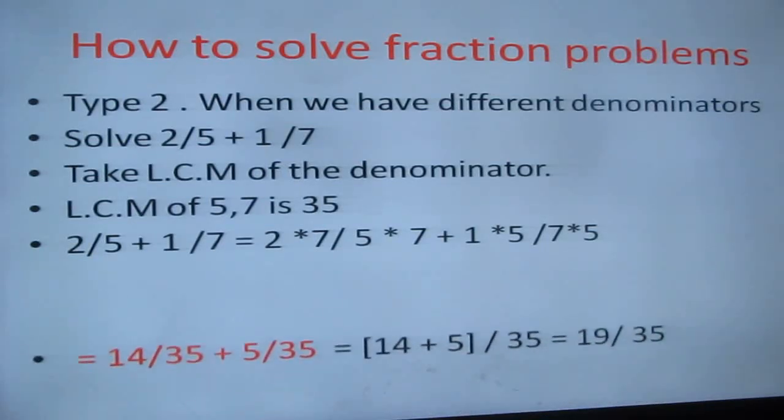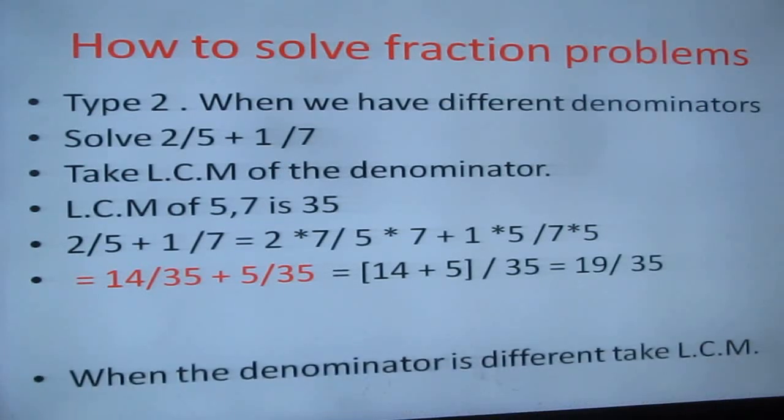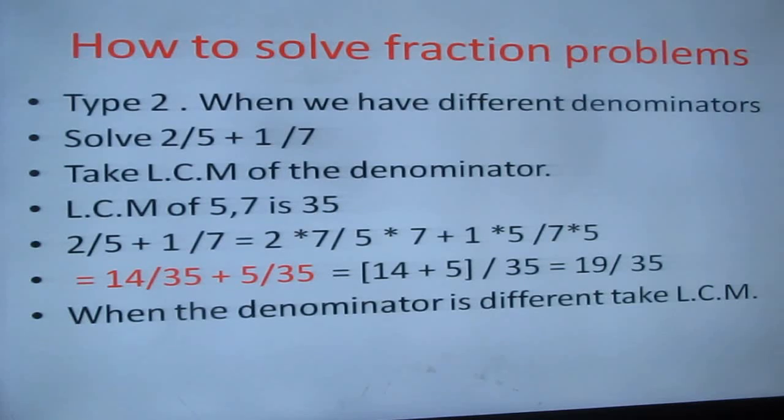So what you observe here is 14 by 35 plus 5 by 35. Now you can recall the first method. Denominators are the same, so the denominator should be written once and the numerators should be added. Now this question has been turned into our first type. So 14 plus 5, 19. Answer is 19 by 35. So what you learned from this slide: when the denominators are different, take the LCM. Shall we go to the next question?